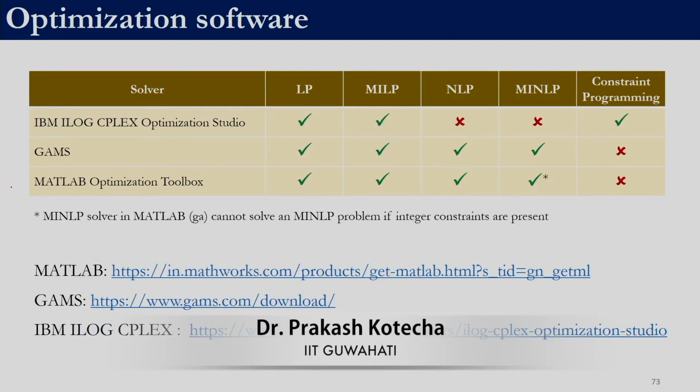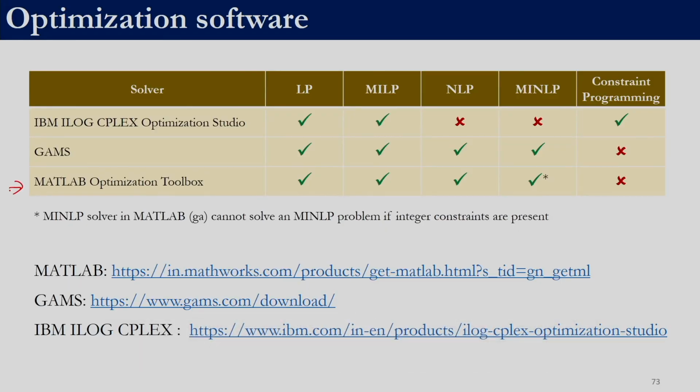Welcome. In the next few sessions, we will be looking at 3 different optimization software. We will be starting with MATLAB optimization toolbox. It can be used to solve linear programming and mixed integer linear programming. It has inbuilt functions to solve nonlinear programming problems, and it can solve mixed integer nonlinear programming problems.